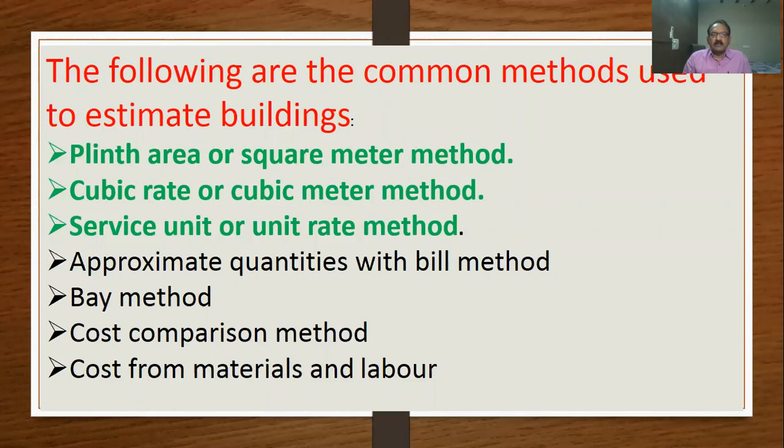Cubic means that it includes height. Plinth area into height will give you cubic. What is cubic? Area into height will give you cubic. That is the cubic meter method.